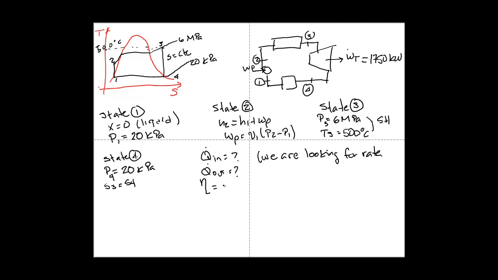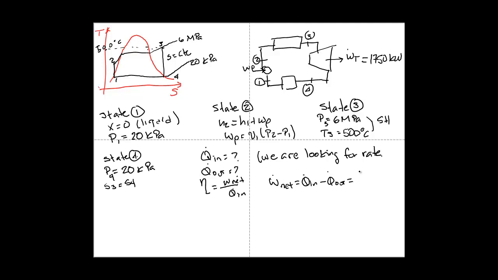And the efficiency, remember that we define as the net work of the plant divided by Q in. It's what we want divided by what we need to invest. This net work, we can find in two different ways. One way will be subtracting the work of the pump from the turbine work.